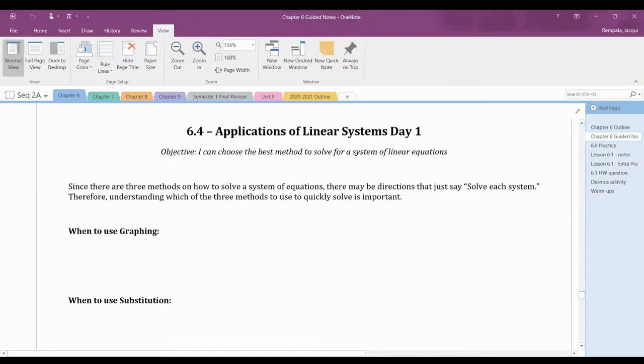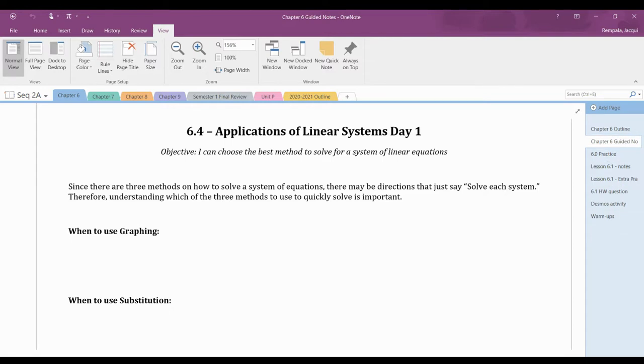Today, we're going to start looking at applications of linear systems. Specifically today, we are going to choose the best method to solve a system of linear equations. Since there are three methods that we now know how to solve with, there's graphing, there's substitution, there's elimination.